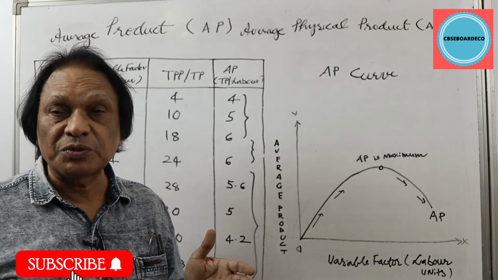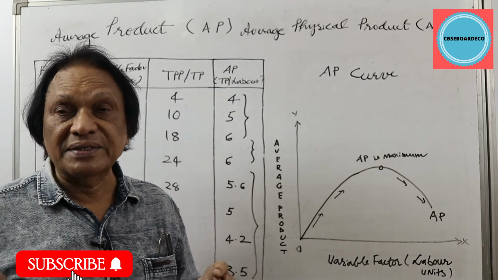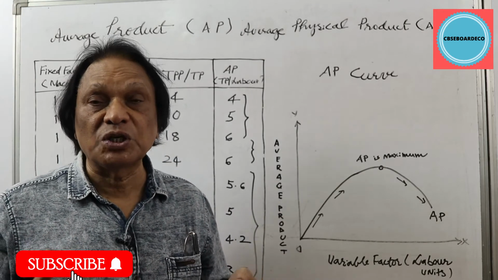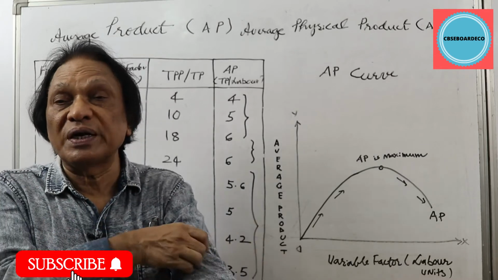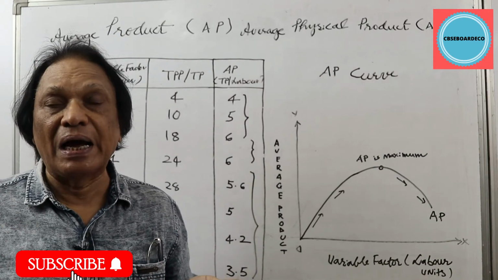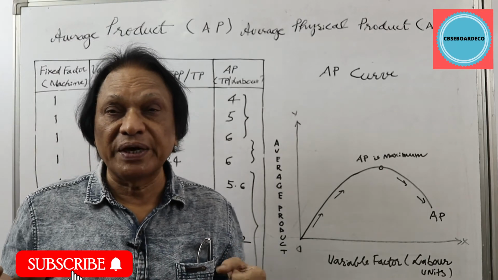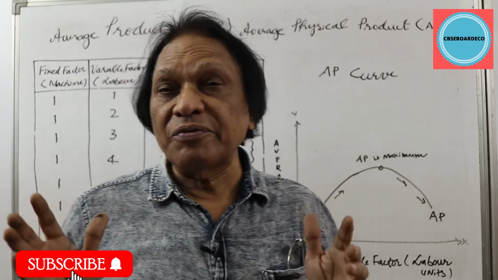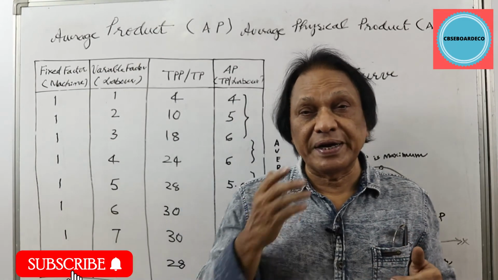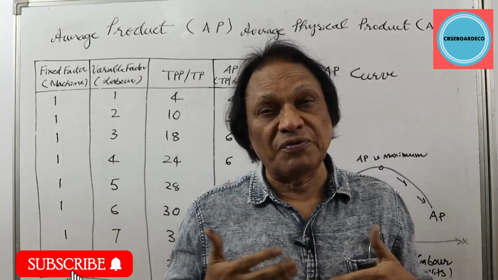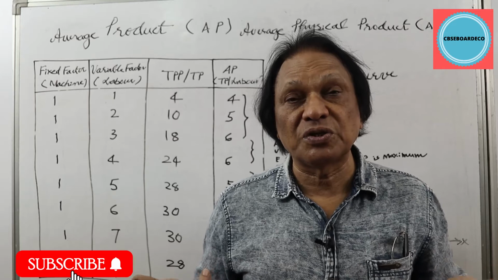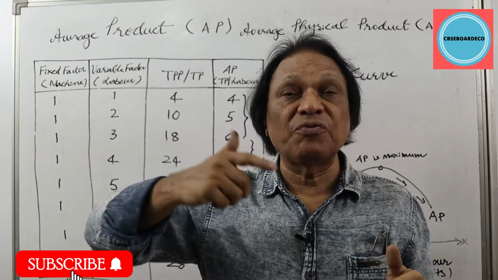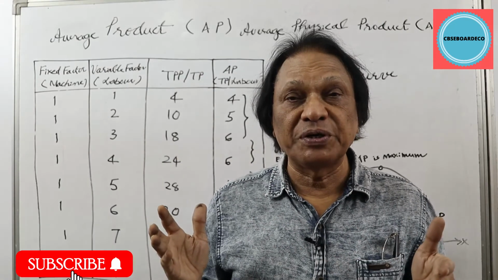What exactly is average product? You can call it average output, or average physical units. Mostly we call it average product, AP or APP, average physical product. Average product is, on average, how many units of output each laborer is giving to the firm. We can find average product by dividing the total product by the number of labor units.